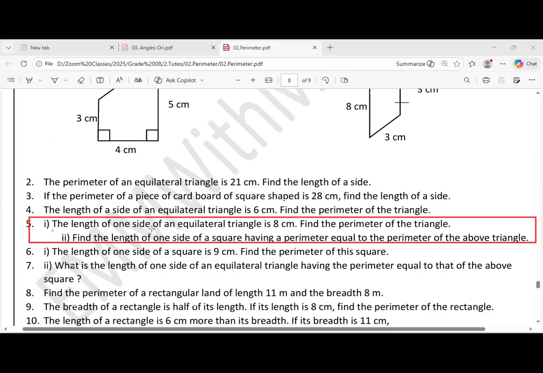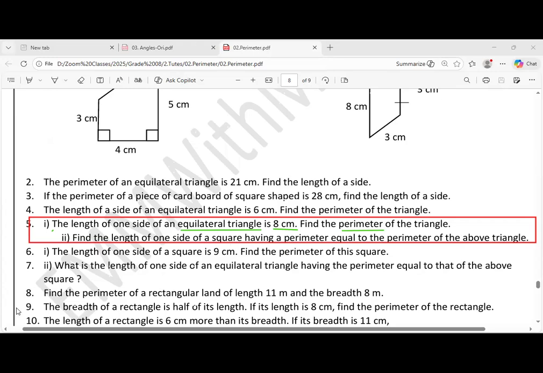The length of one side of an equilateral triangle is 8 centimeters. Find the perimeter of the triangle. Then after that, find the length of one side of a square having the perimeter equal to the perimeter of the above triangle. So we have to find the perimeter of this triangle and take that perimeter as the perimeter of the square. Then we have to find the length of one side of that square as well.